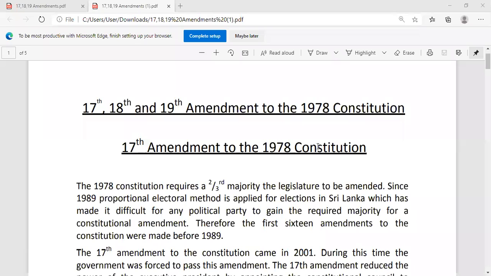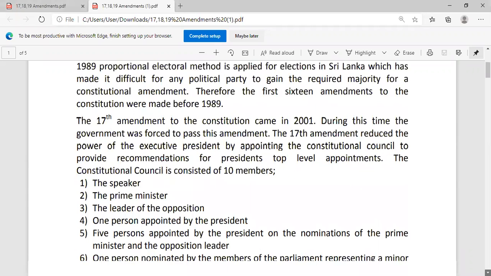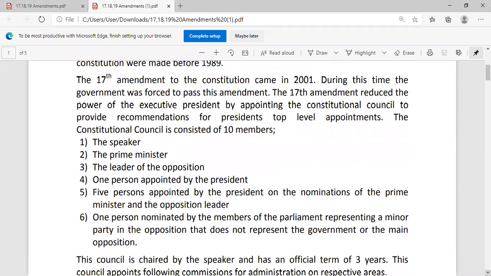So if you look at this other note, this PDF I sent you earlier, in the beginning, it explained the same thing. The 17th Amendment requires a two-third majority, and that's that part. So this came in 2000-2001 during that time. As you can see, if you read the note, the 17th Amendment of the Constitution came in 2001. During this time, the government was forced to pass the amendment.